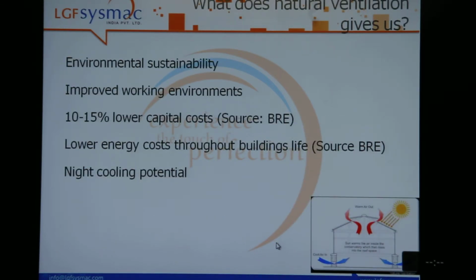What does natural ventilation give us? Environmental sustainability, an improved working environment, 10 to 15% lower capital cost, lower energy cost throughout the building life, and night cooling potential.